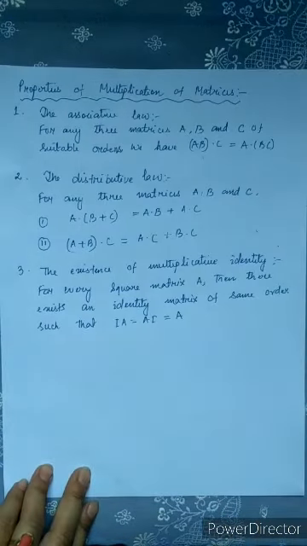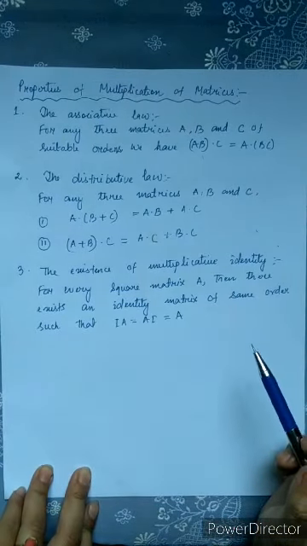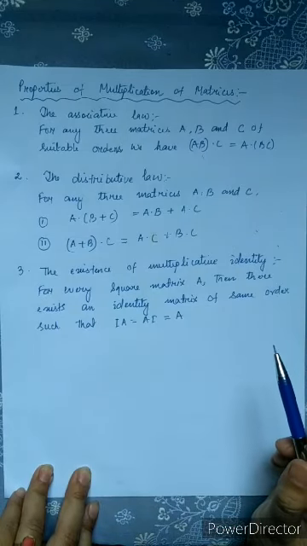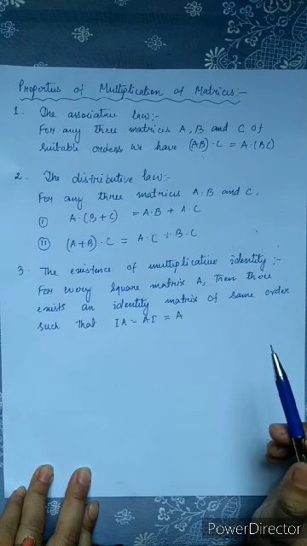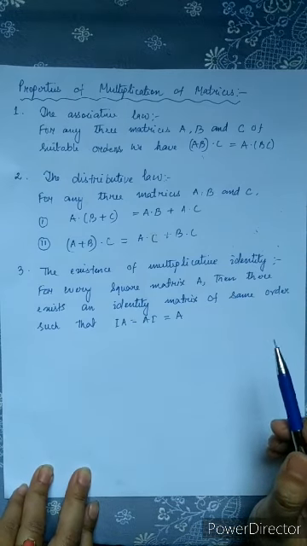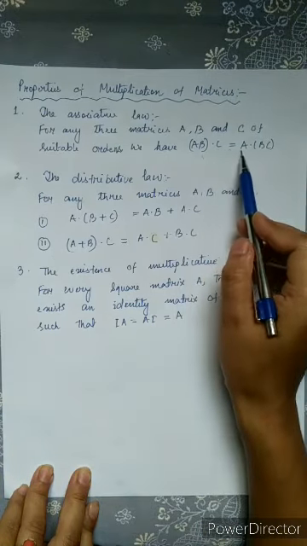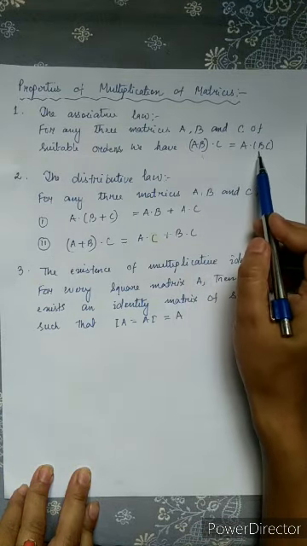Next property, properties of multiplication of matrices. Number 1 property, the associative law. For any 3 matrices A, B, and C of suitable orders, we have multiplication of product of A, B, and C is same as multiplication of matrix A and product of B, C.